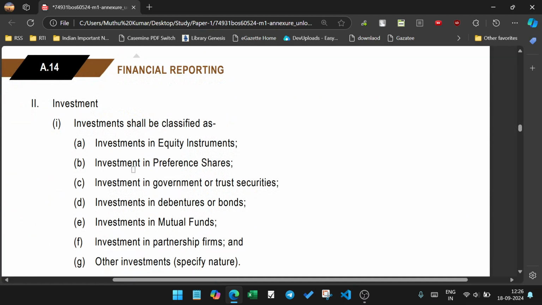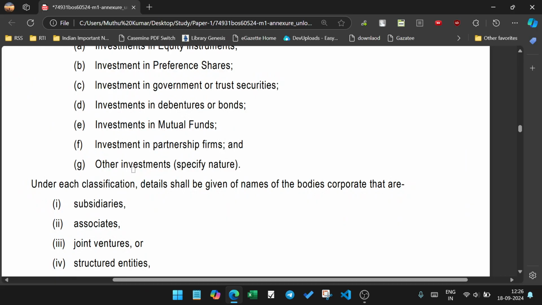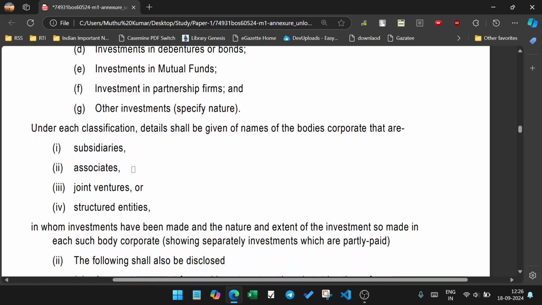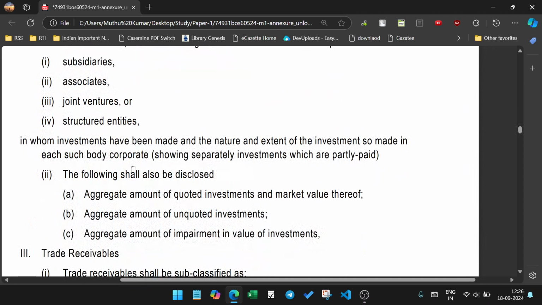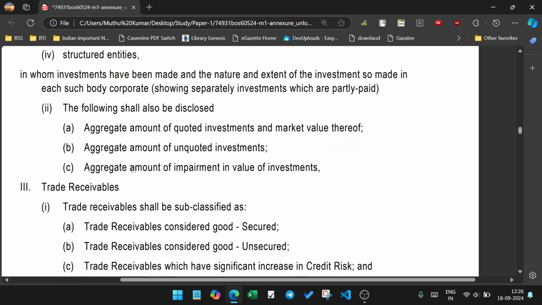Investments can be classified as investment in equity instruments, investment in preference shares, investment in government or trust securities, investment in debentures or bonds, investment in mutual funds, investment in partnership firms, and other investments. Under each classification, details shall be given of the names of the body corporate, subsidiaries, associates, joint ventures, or structured entities in whom the investment has been made, and the nature and extent of the investment so made. Each such body corporate shall be shown separately, and investments which are partly paid shall be specified. The following shall also be disclosed: the aggregate amount of quoted investments and the market value thereof, the aggregate amount of unquoted investments, and the aggregate amount of impairment in value of investments.